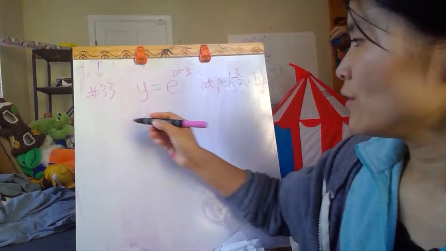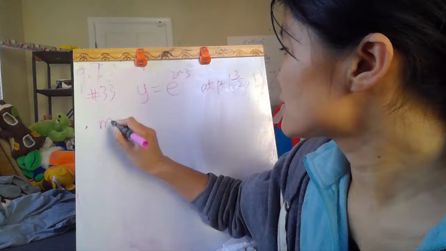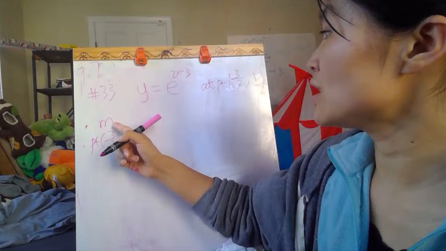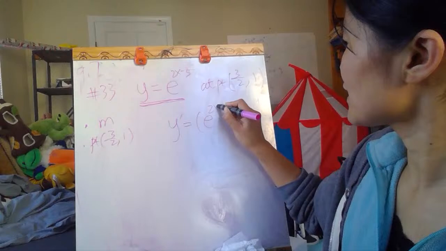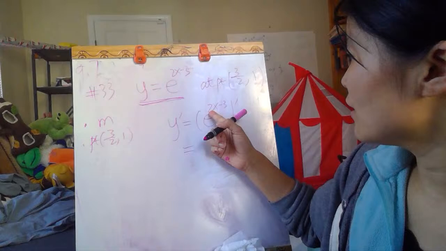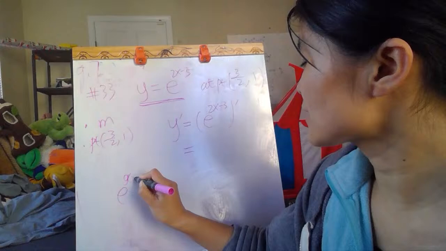We know if you want to find the tangent line, you need to know two things. One, slope. One, point. Point we already know. But we need the slope m. How do we find the slope? Slope means derivative. So we find the derivative. y prime equals e to 2x minus 3, prime. Here, for the derivative, we use the rule: e to g of x, prime, equals e to g of x times g prime of x.